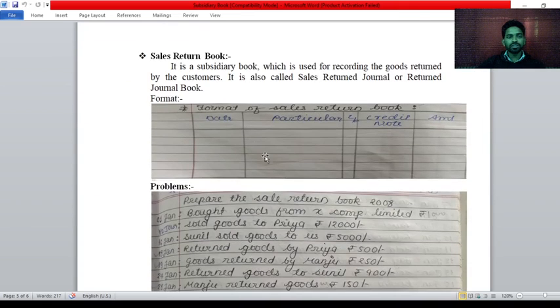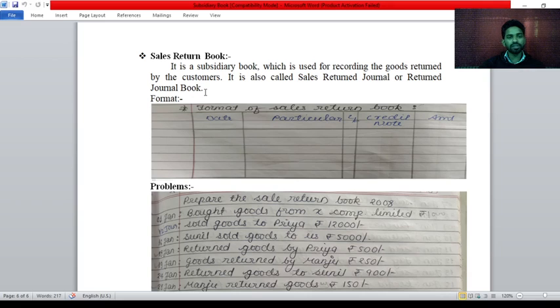So now see, this is the sales return book. It is a subsidiary book which is used for recording the goods returned by the customer. It is also called the sales return journal or return journal book.